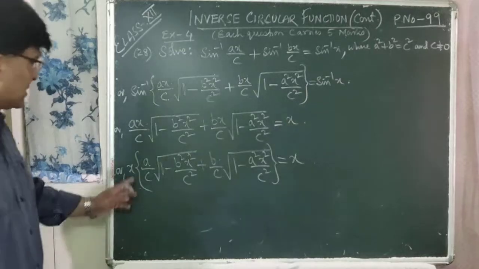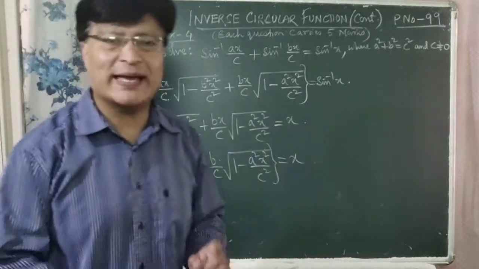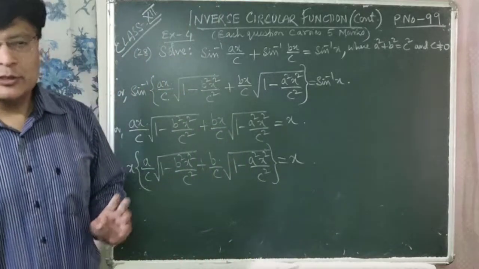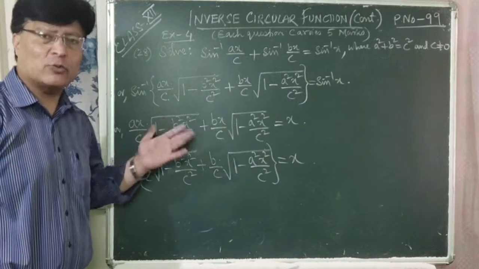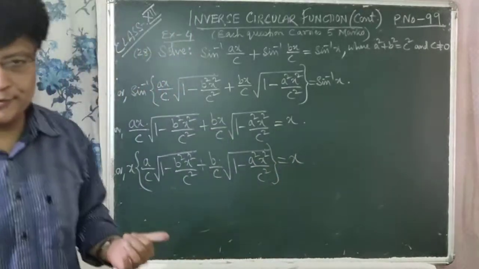So in this case there is x common, and on the right hand side also x is common, but you cannot cancel it. So why can't we cancel it? Because x may be equal to 0 in this case.